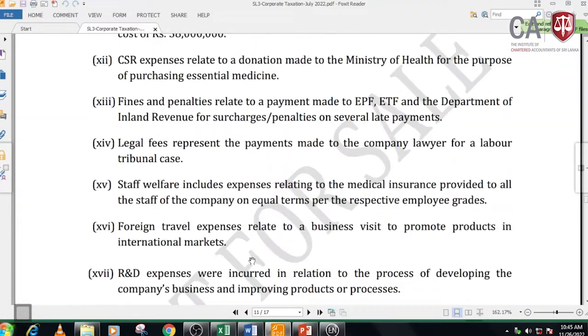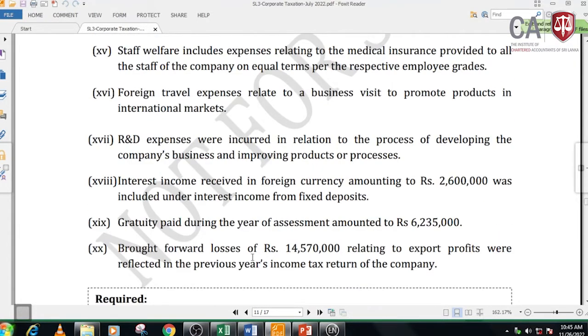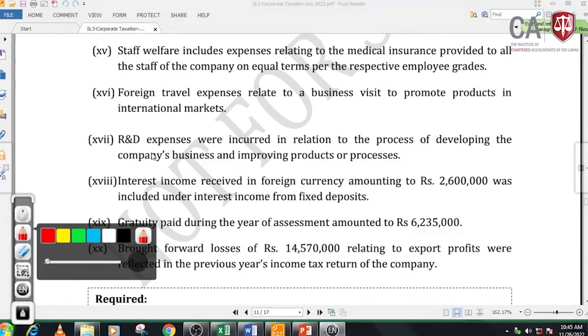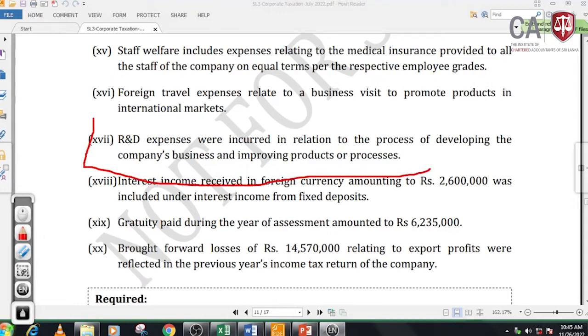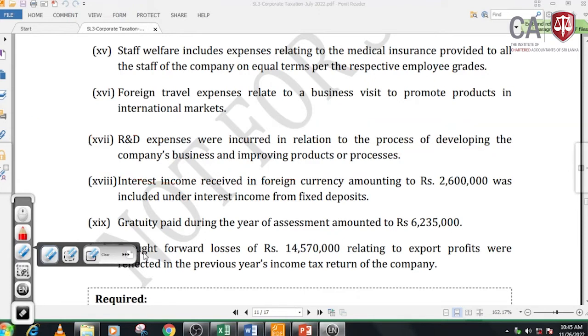We are in the last few adjustments. Then R&D expenses were incurred in relation to the process of developing the company business and improving the production process. This is in line with the provisions of section 15. We have taken the relevant part, the additional deduction of 100%. Okay, done. That part we have already completed.